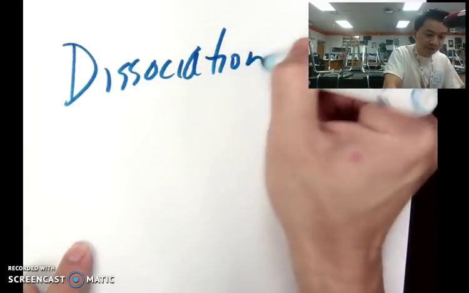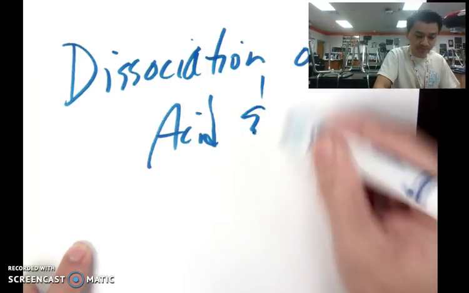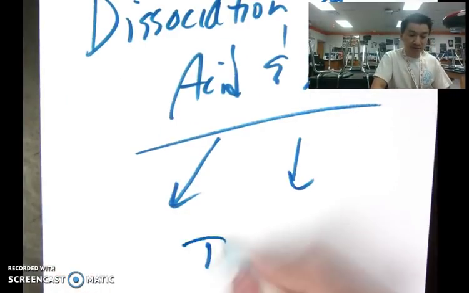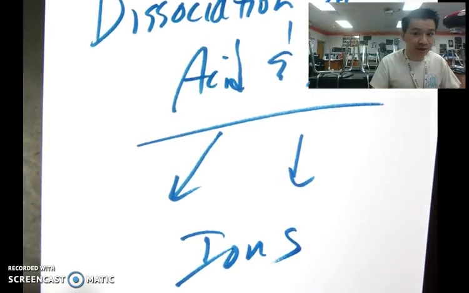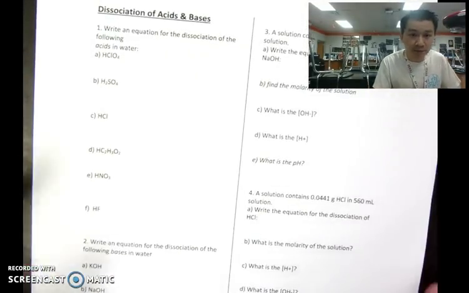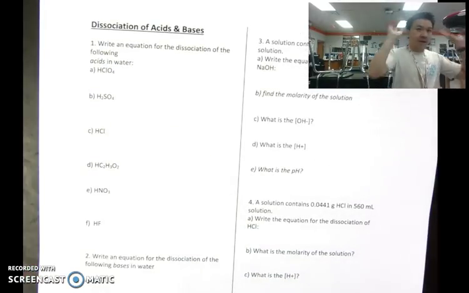This lesson is on the dissociation of acids and bases. How do they split up into ions? In aqueous solutions, acids and bases will split into their respective ions. You should have this sheet in front of you right now: Dissociation of acid and base. They'll split into their ions. If it's a polyatomic ion, it stays a polyatomic ion.